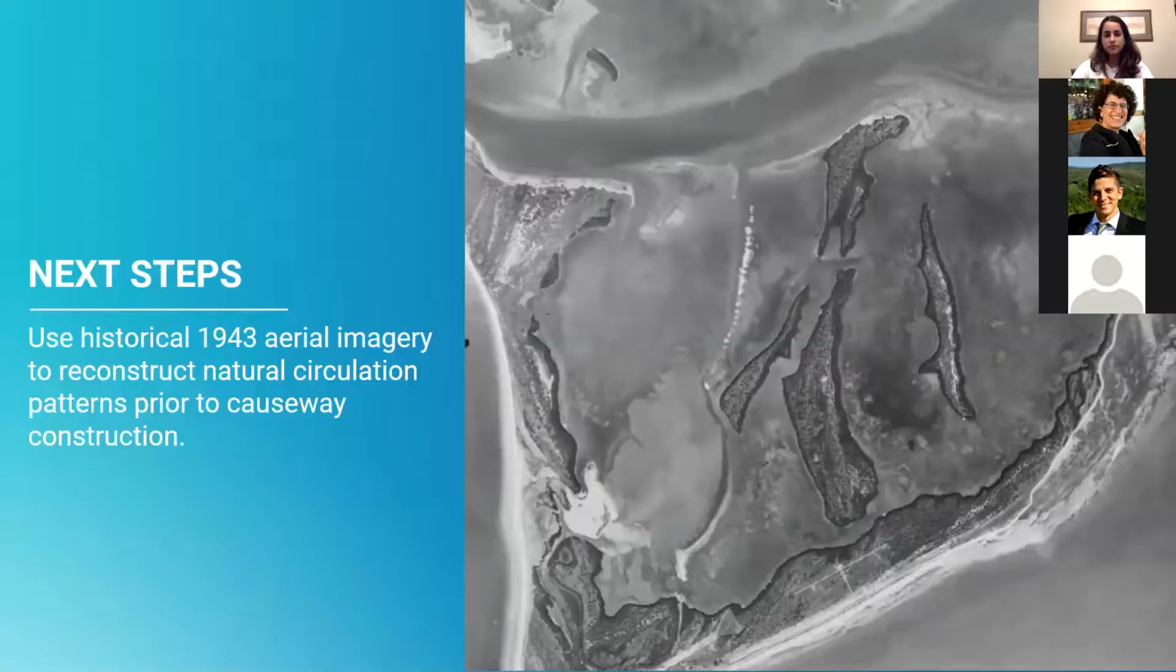Okay, so from here, we have some plans to use historical imagery to reconstruct what the circulation patterns were like back in the 1940s, predating the installation of those causeways, predating all those dredge channels, basically predating all of the human influence that Fort DeSoto has. If you look at this image here, you can see that there's no causeway, there's no dredge channels. This is basically the natural state of Fort DeSoto. So we're going to try and use our model to wind back the clock and recreate that circulation regime.